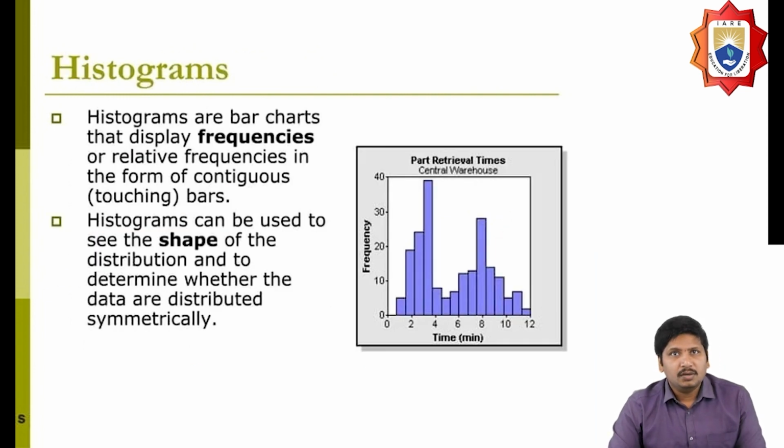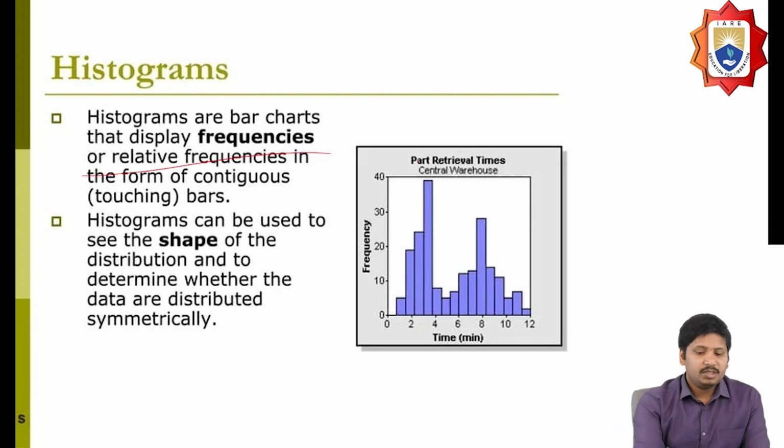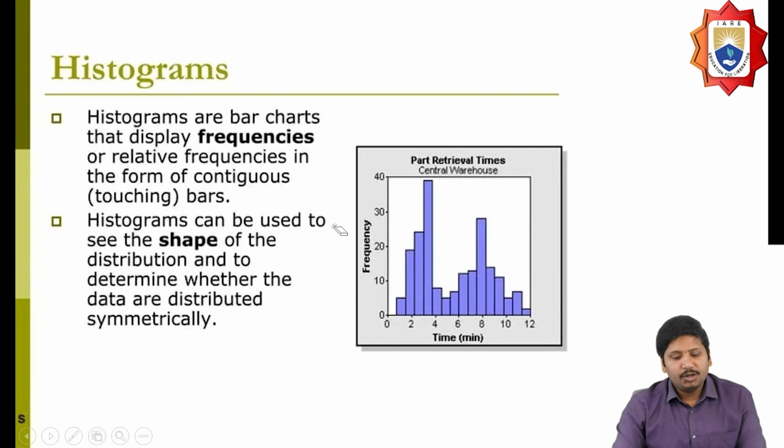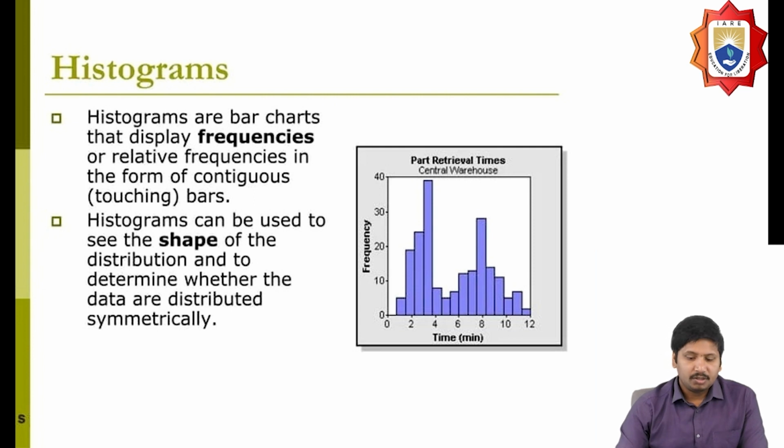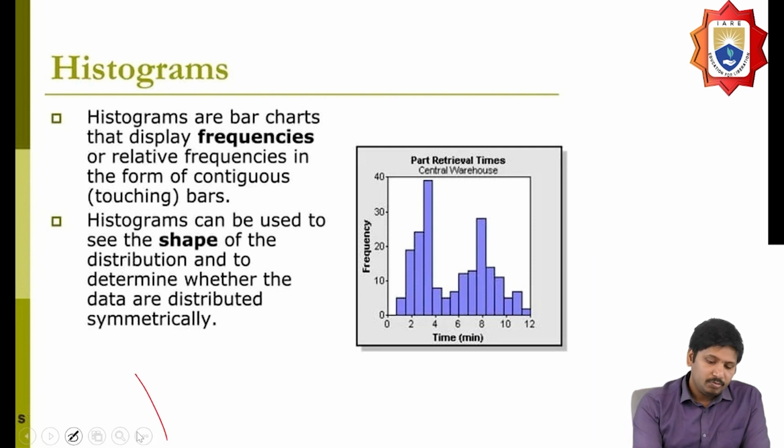And histograms are bar charts that display the frequency and relative frequency in the form of contiguous bars. Histograms can be used to see the shape of the distribution and to determine whether the data is distributed symmetrically or not. Mainly it is used to show relationships or frequencies. The only difference between a bar chart and a histogram is that we do not maintain any distance between the bars.